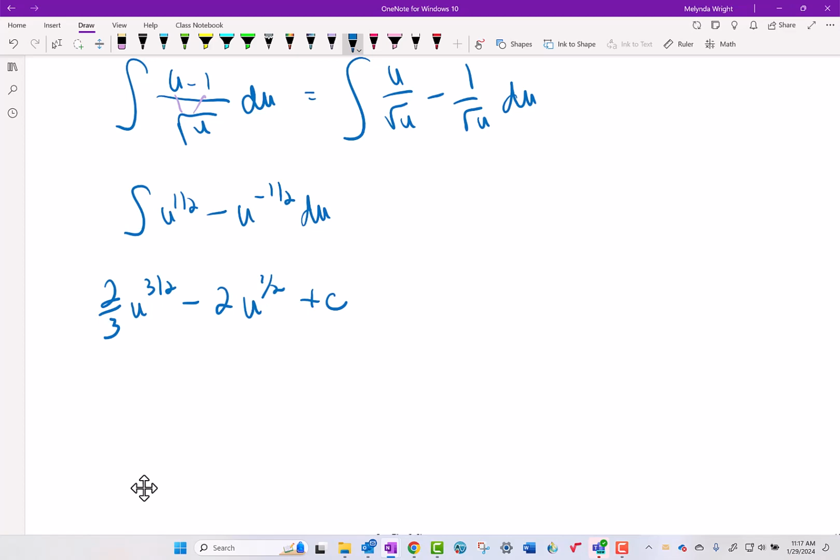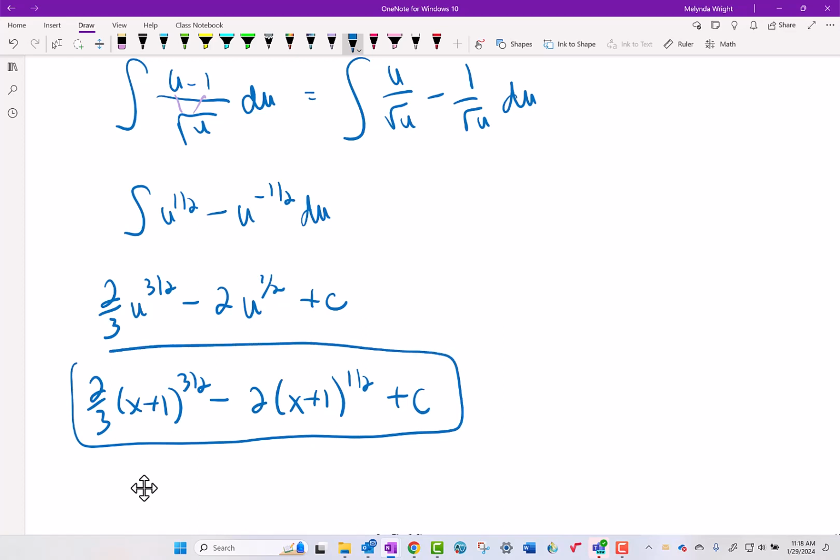Now, I can't combine u to the 3/2 and u to the 1/2 because they're different exponents, but I can put the u back in. So the u was x plus 1. So I have 2/3 times x plus 1 to the 3/2 minus 2 times x plus 1 to the 1/2 plus c. And if you would rather write it as a radical, you certainly could. I wouldn't require it, but if you wanted to, you could. And there we go. That's algebraic substitution.